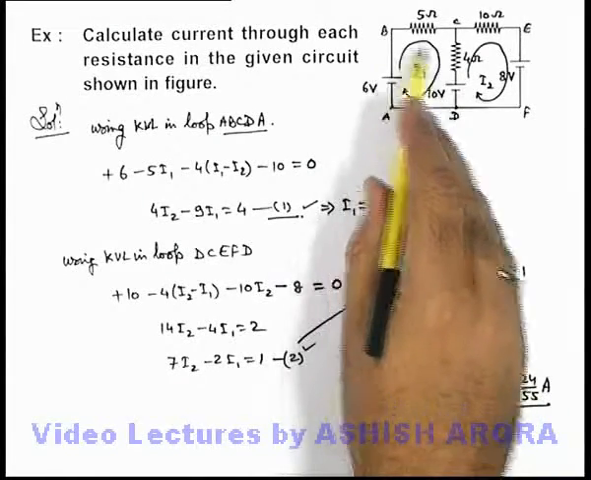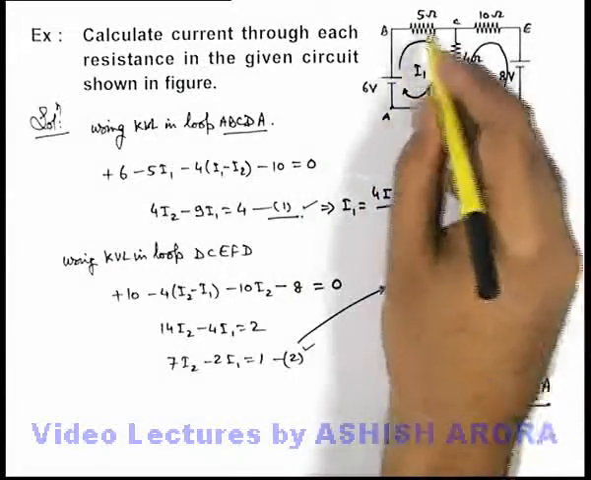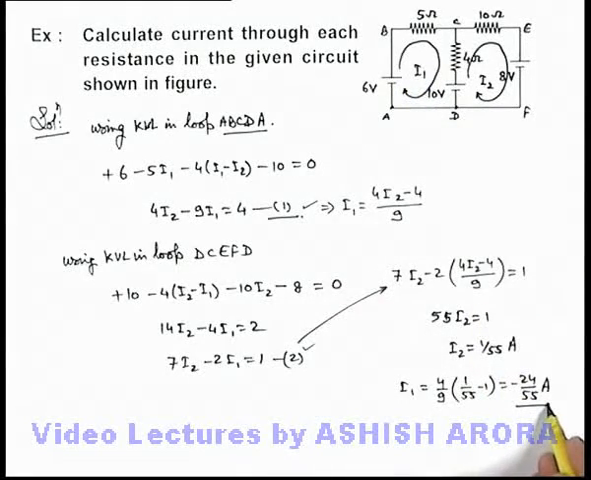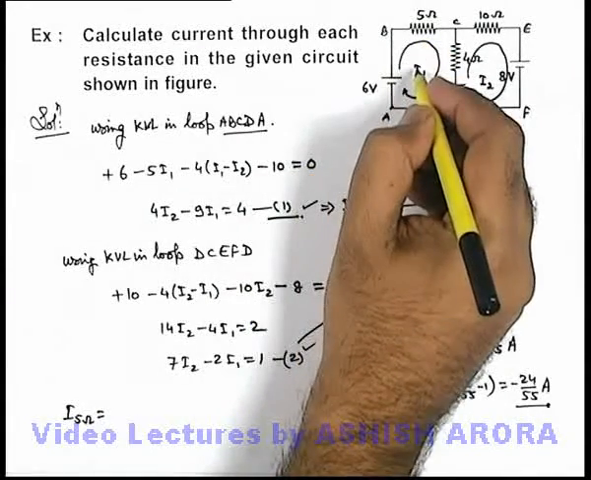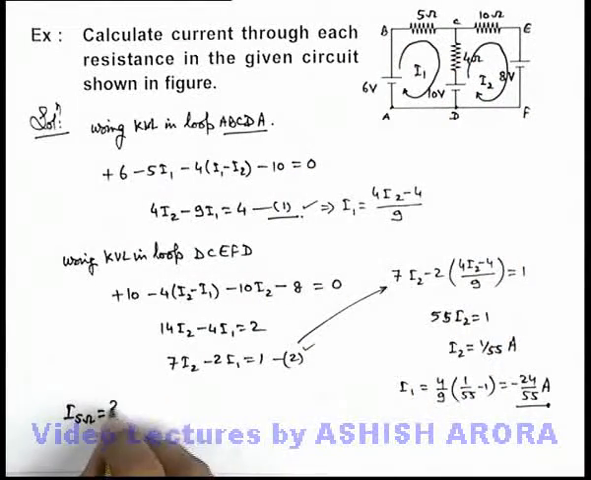That means the value of current I1 here we are getting is negative. That means actually the current I1 is flowing in an anti-clockwise manner. We have taken it clockwise and the result coming out is negative. So we can easily get the value of current in the 5 ohm resistance. Here in the 5 ohm resistance only I1 current is flowing. It is from right to left, so that will be 24 by 55 ampere.